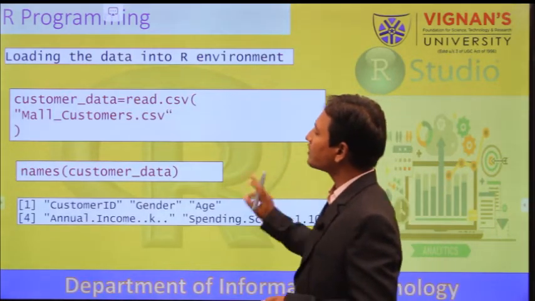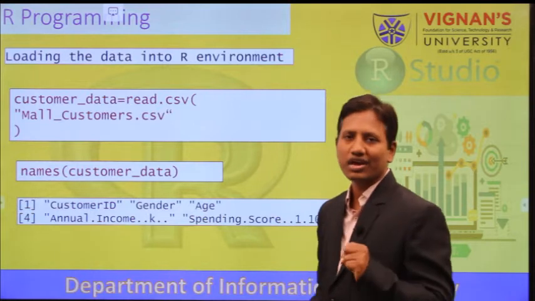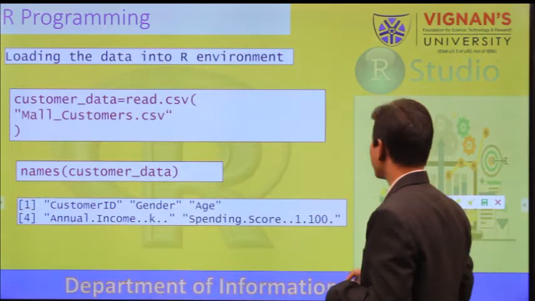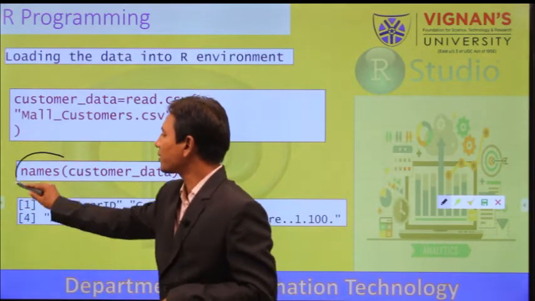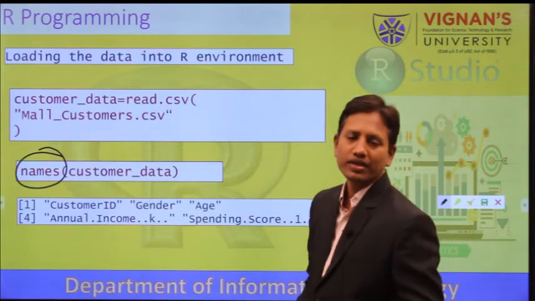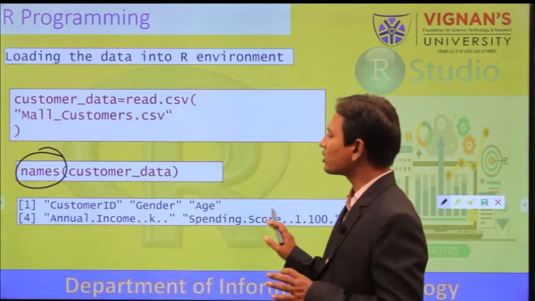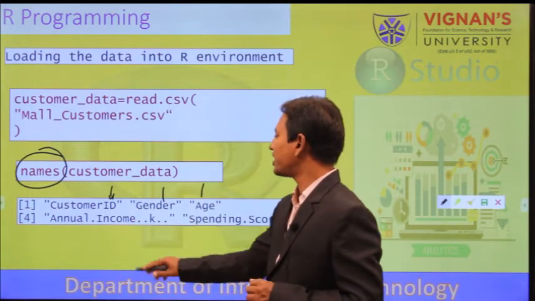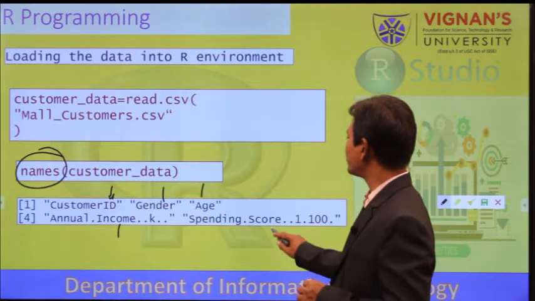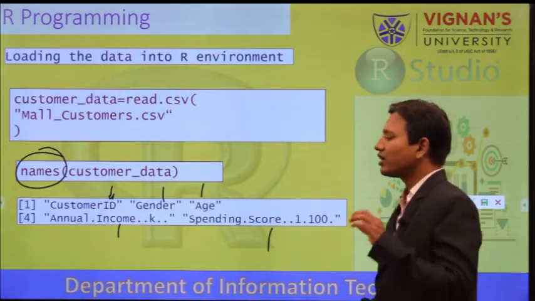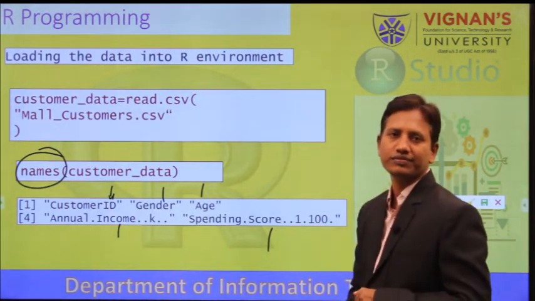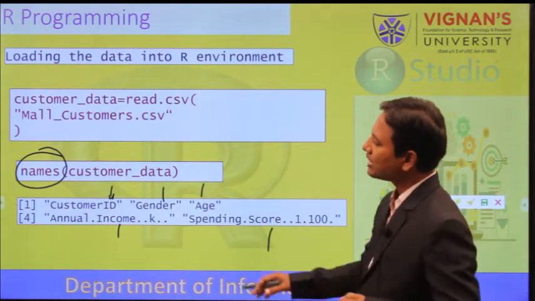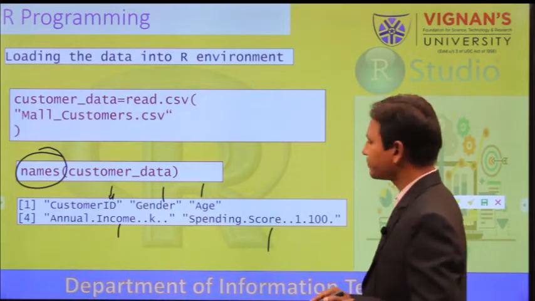After loading this data, the first step I have done is to check the column names with the help of the names function. I have checked what column names we have. We have customer ID, gender, age, annual income in thousands, and spending score. So we have 5 column names, which we can see with the help of the names function.